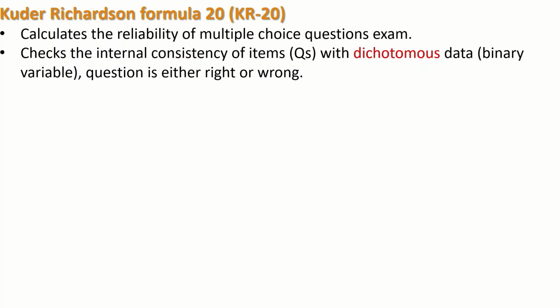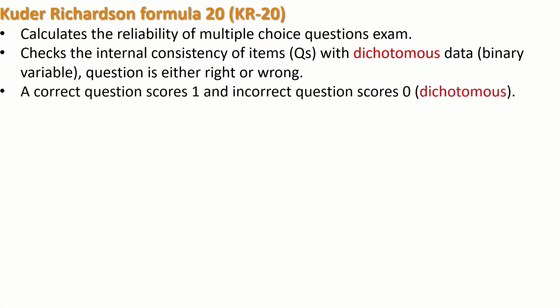So the data are dichotomous data or binary data. So the data are a binary variable or dichotomous variable. A correct question score is equal to 1 and an incorrect question score is recorded as 0. So in this case, the multiple choice question has only two possible answers, right or wrong. So 0 or 1. So this is dichotomous data.